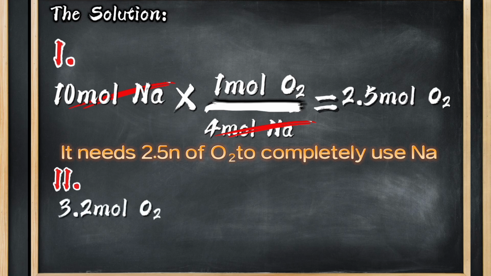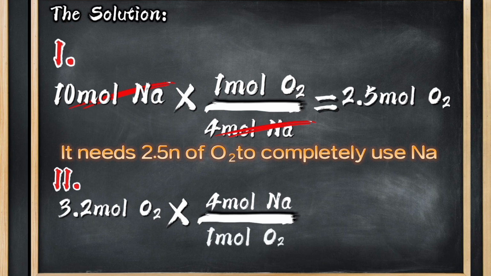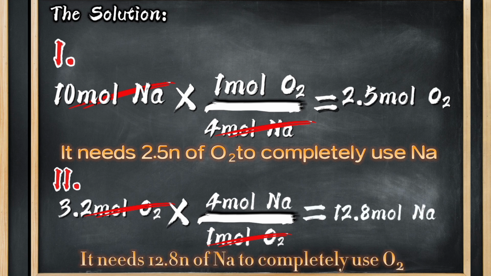3.2 moles of oxygen multiplied by 4 moles of sodium over 1 mole of oxygen. Cancel the same terms and do the math. Therefore, it needs 12.8 moles of sodium to completely use oxygen.